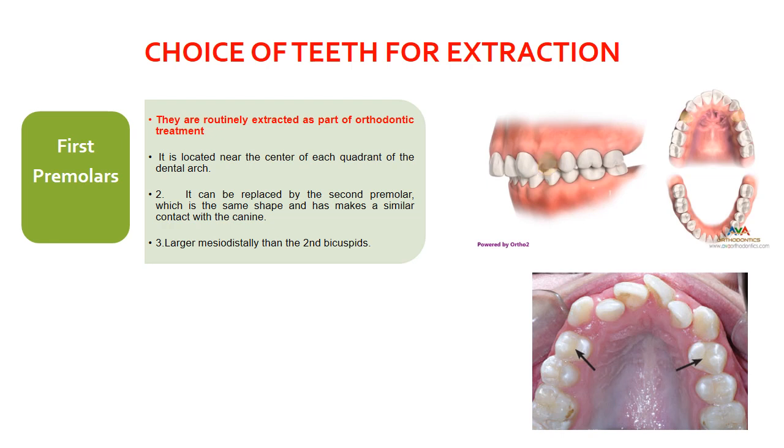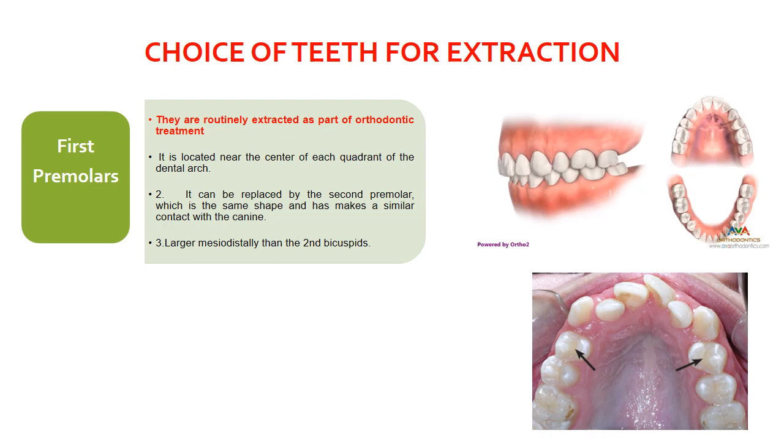Premolars are our favorable teeth for extraction, and they are routinely extracted as part of orthodontic treatment for many reasons. For instance, they are located at the center of each quadrant of the dental arch, so the space gained by their extraction can be used to relieve crowding of the anterior or the posterior segment of the arch. Secondly, they can be replaced by the second premolar, which has nearly the same shape and makes a similar contact with the canines. And mesiodistally, they are slightly larger than the second premolar, so they can give us more space. So their main indication for extraction would be those cases when we have a moderate to severe amount of crowding.